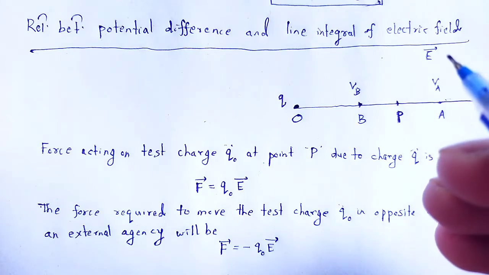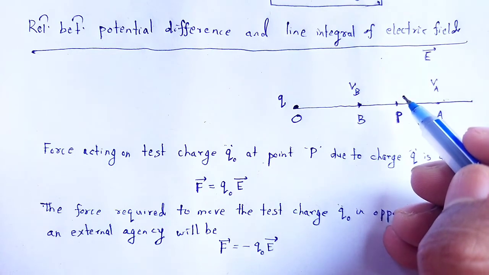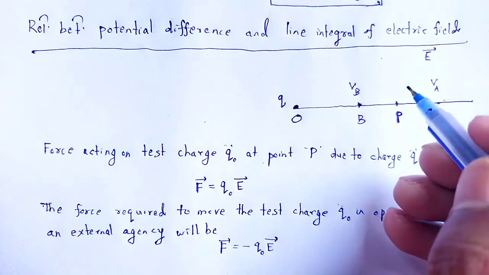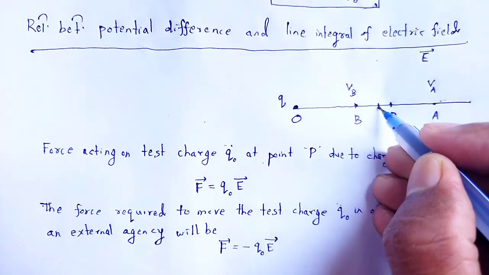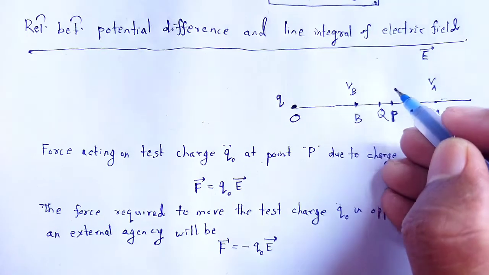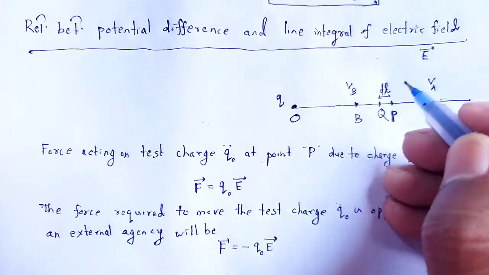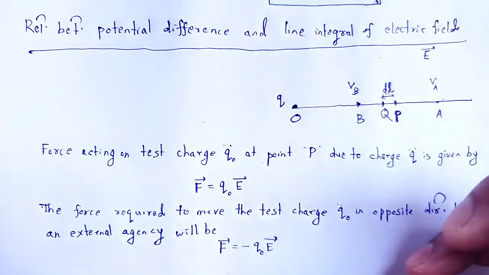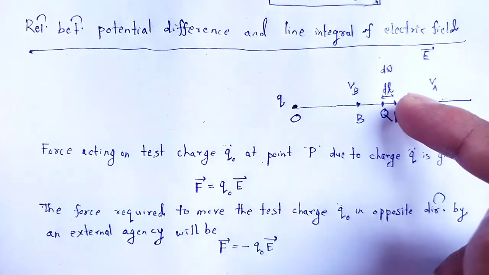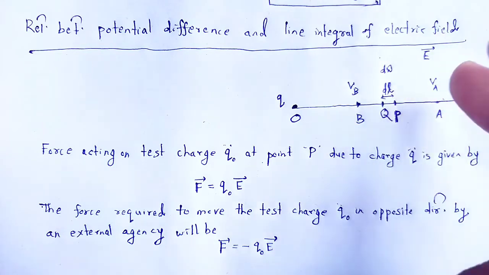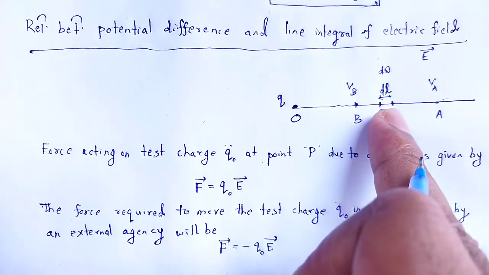Here we take the work done in moving the test charge Q naught from point P to a point Q. The distance between P Q, let that dl be the small distance. So, here the small work will be done and that small work, that is dw. dw amount of work is done when the test charge Q naught moves from P to Q for a small distance dl.